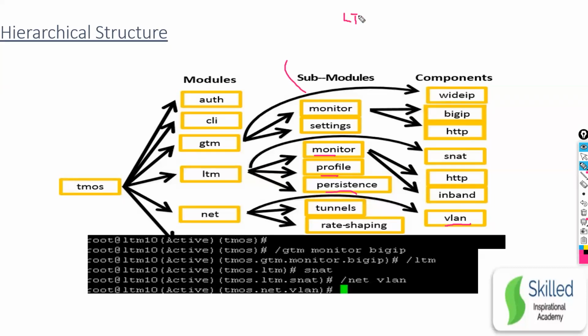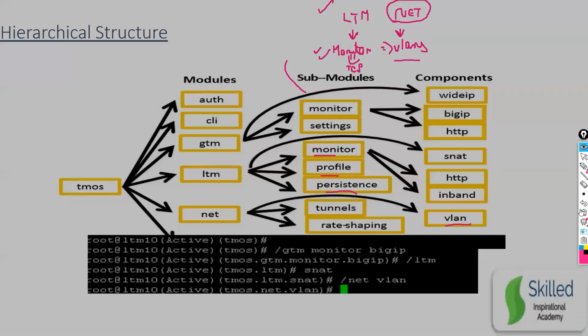Let's say my LTM is a module. In that, my submodule is monitor. In network, it is net, and under net, I have VLANs. So if I want to see any configuration related to VLANs, I will go to the net module, then I will jump into VLANs. If I want to see a health monitor, I will first go to the LTM module, then I will go to monitor. And after monitor, guys, if I want to see TCP monitor, that is your component. See this architecture, guys. You will understand.